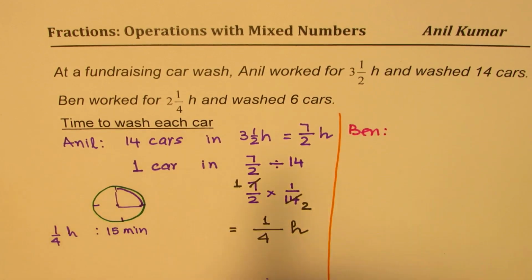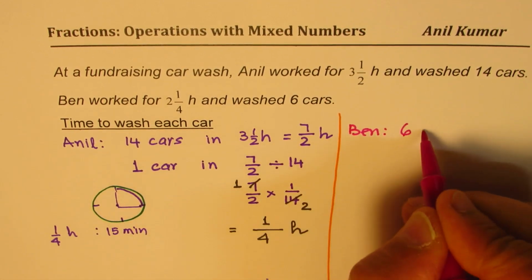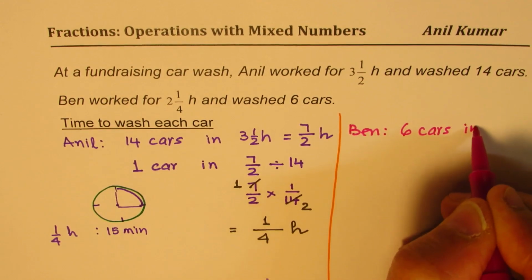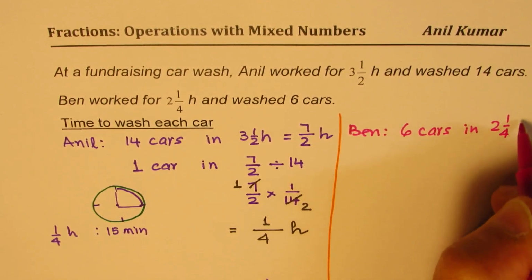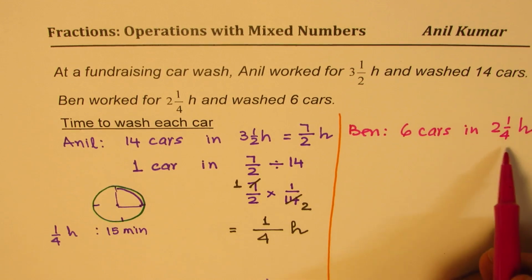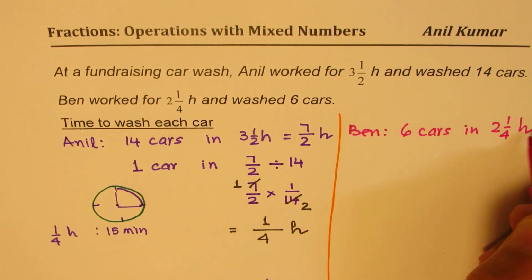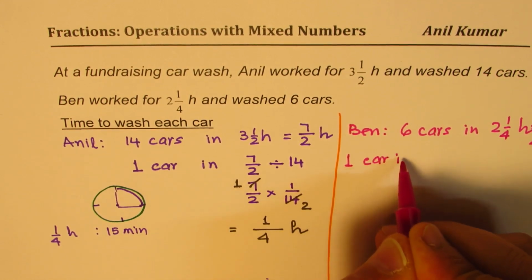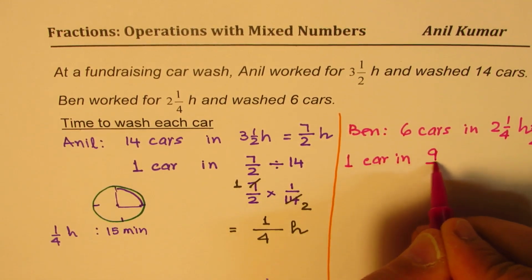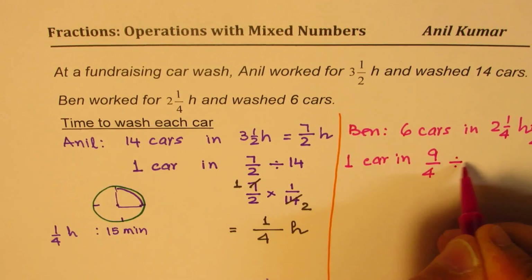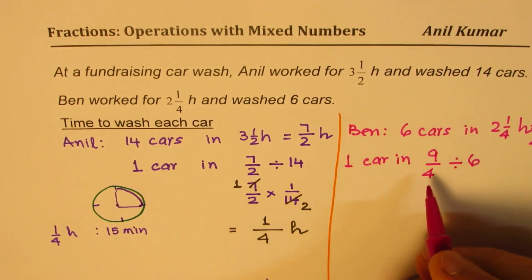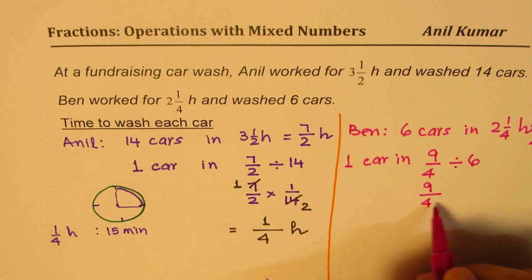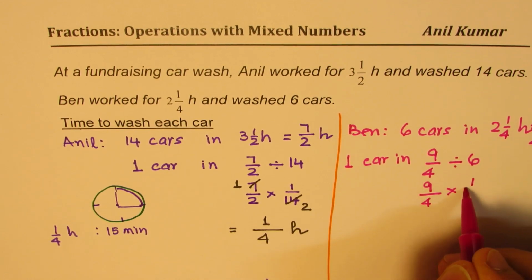Now in case of Ben, 6 cars in 2 1/4 of an hour, right? Now what is 2 1/4? 2 1/4 is 8 plus 1, 9, right? So 9 over 4 of an hour. So we'll just shift here. So 1 car in 9/4 divided by 6. So when you divide by 6, it is as good as multiplying by what? Reciprocal of 6. 1 over 6.